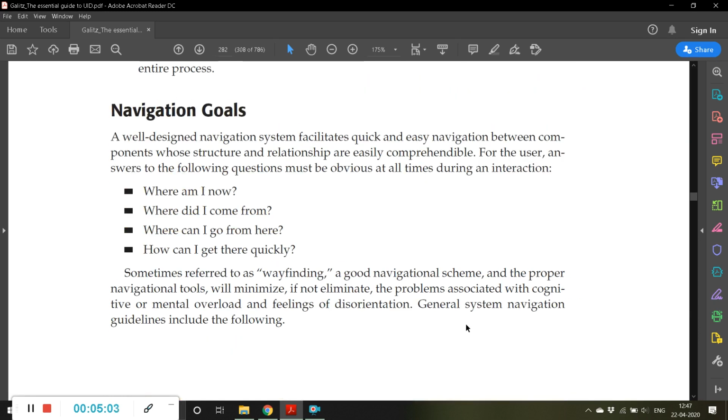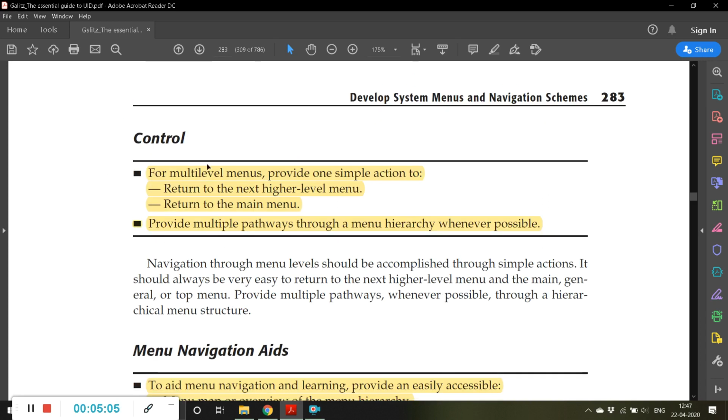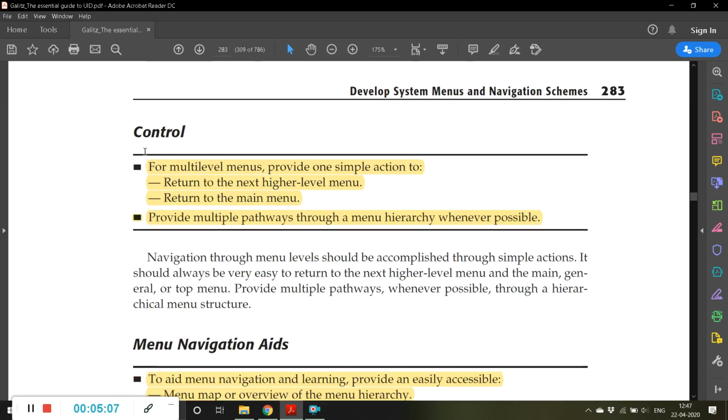General system navigation guidelines include the following. The first one is control. For multi-level menus, provide one simple action to return to the next higher level menu, or return to the main menu.